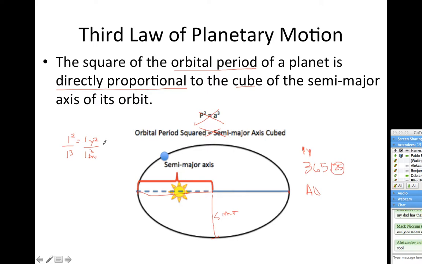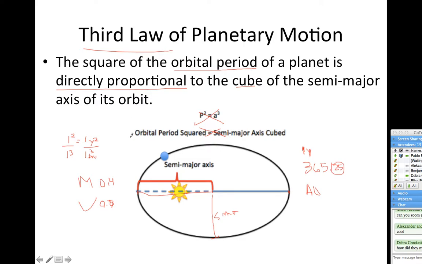So by doing so, they were able to figure out, for example, that Mercury is about 0.4 times the distance from the sun that the Earth is. And also that Venus is approximately 0.7 astronomical units. And this was really an application of the third law of planetary motion.